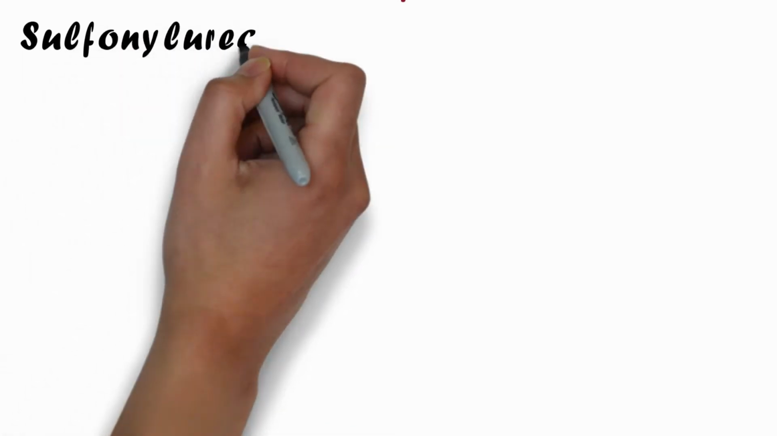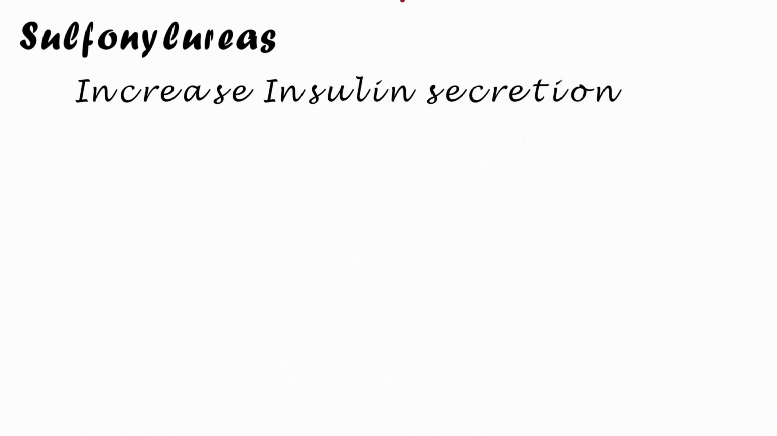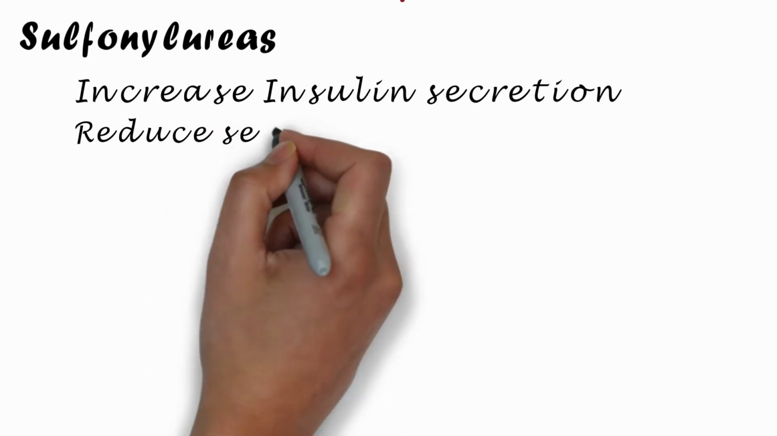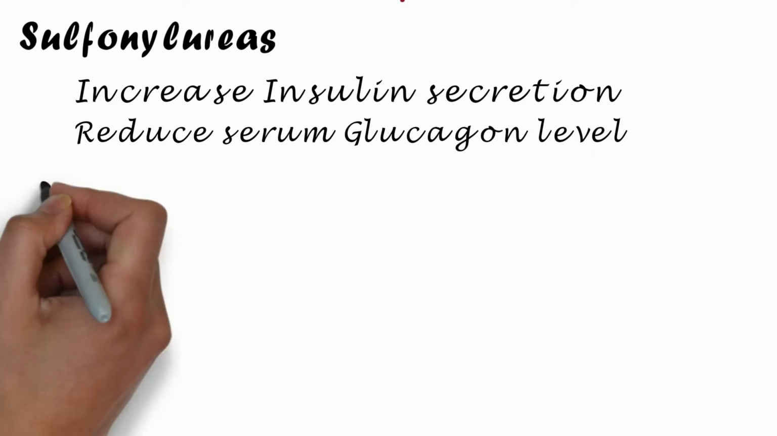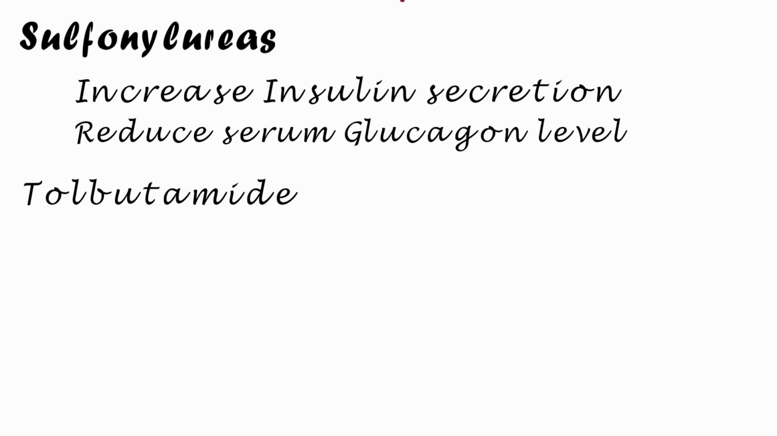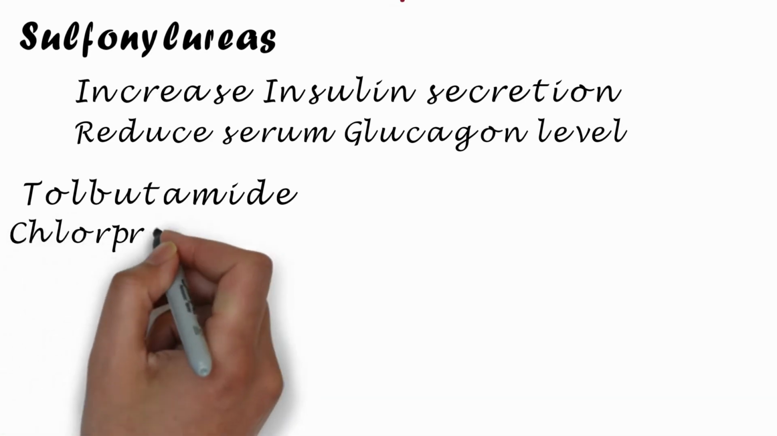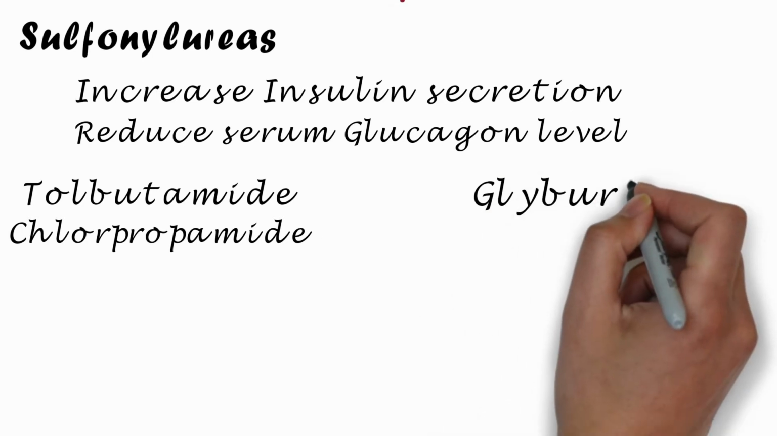Now let us look at sulfonylureas in detail. In addition to increasing insulin secretion, sulfonylureas also decrease serum glucagon level, most probably due to enhanced release of both insulin and somatostatin, which inhibit alpha cell secretion. The first generation sulfonylurea includes tolbutamide, which is a short-acting agent with an elimination half-life of 4 to 5 hours. Due to its short half-life, it is the safest sulfonylurea for elderly patients. Chlorpropamide is a longer-acting first generation sulfonylurea with a half-life of around 32 hours and is metabolized in liver to an active product, so it has a longer duration of action and can cause prolonged hypoglycemic reaction.